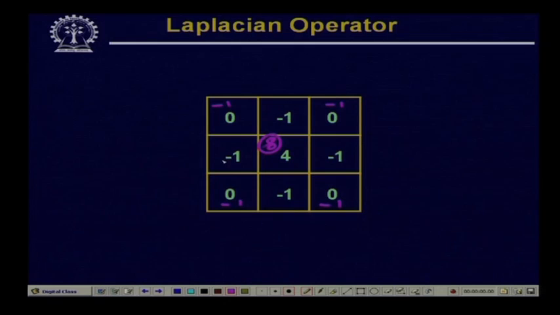But as we have said, this Laplacian operator normally is not used for edge detection operation, because it is very sensitive to noise, and secondly it leads to double edges at every transition. But this plays a secondary role to determine whether a point lies on the bright side or on the darker side, and it is also used to accurately find out the location of an edge.